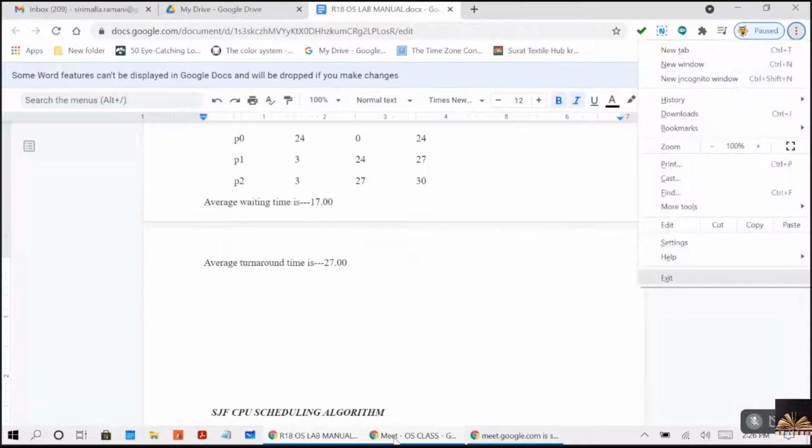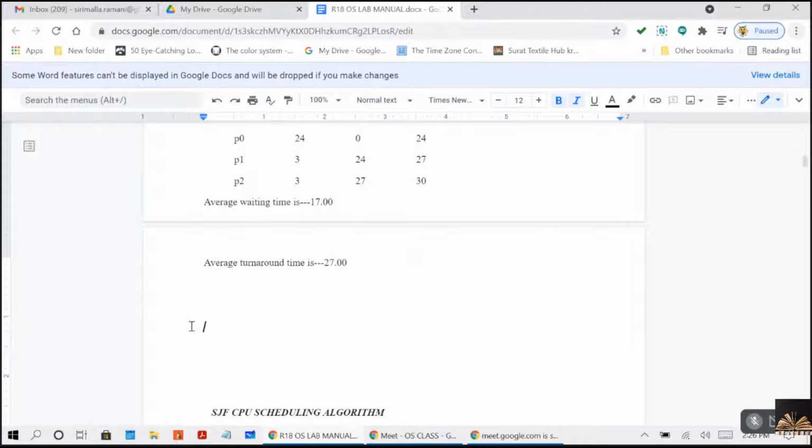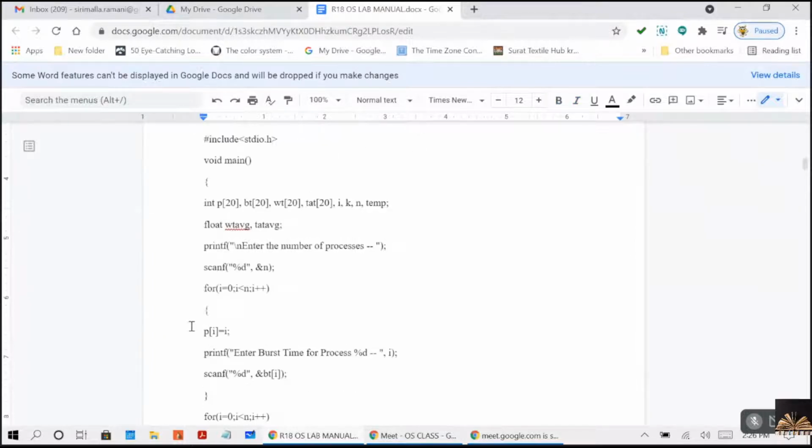SJF. Here it is the same thing, but we use a temporary variable for swapping. We swap to put the jobs in ascending order, so that we first take the job with the smaller burst time, and arrange them in that order.